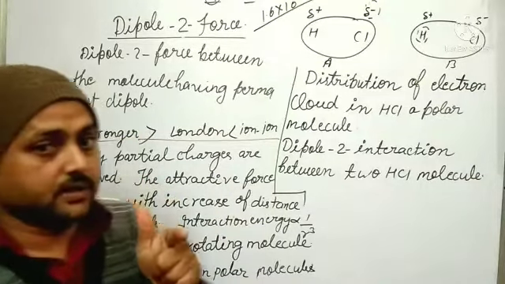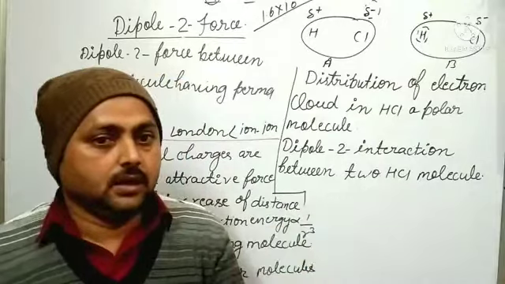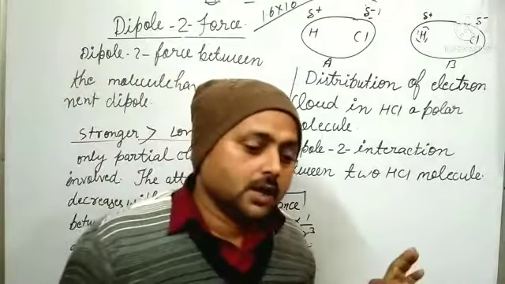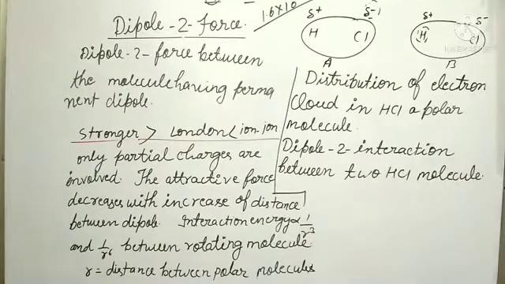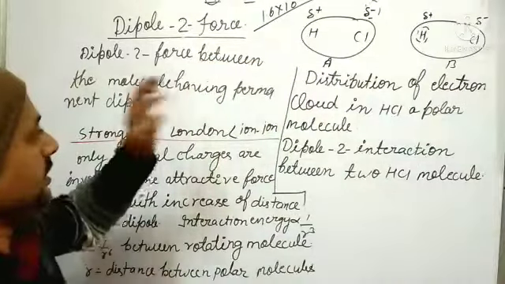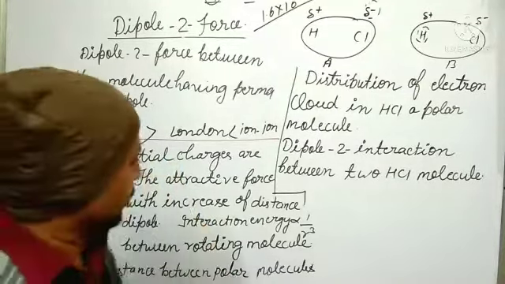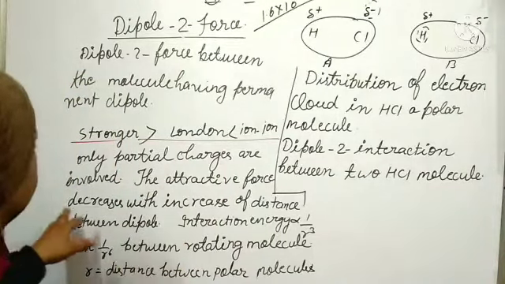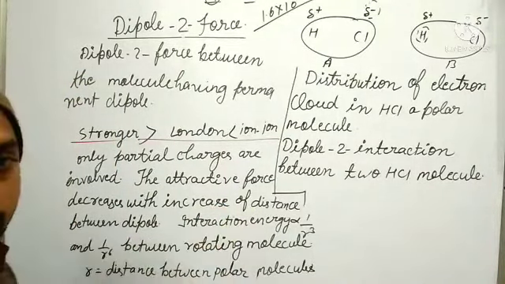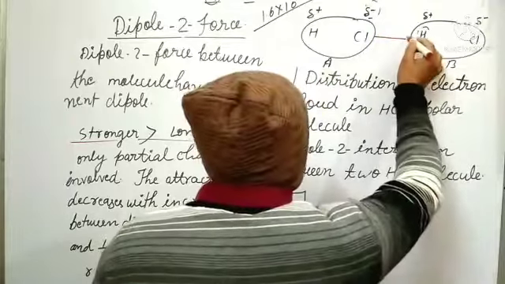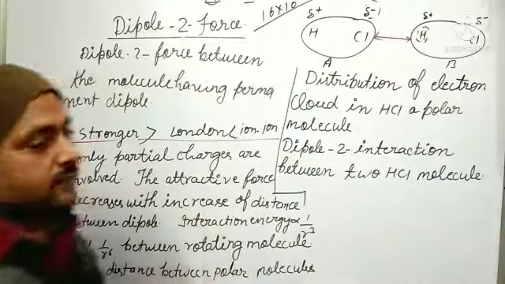Why is it stronger than the London force? You might have seen that in that case this charge was not developed; only a little polarization took place. Not this much charge developed. In the case of dipole force, with molecules having a permanent dipole, the attractive force decreases with an increase in the distance between dipoles. As the distance increases, the dipole interaction decreases.